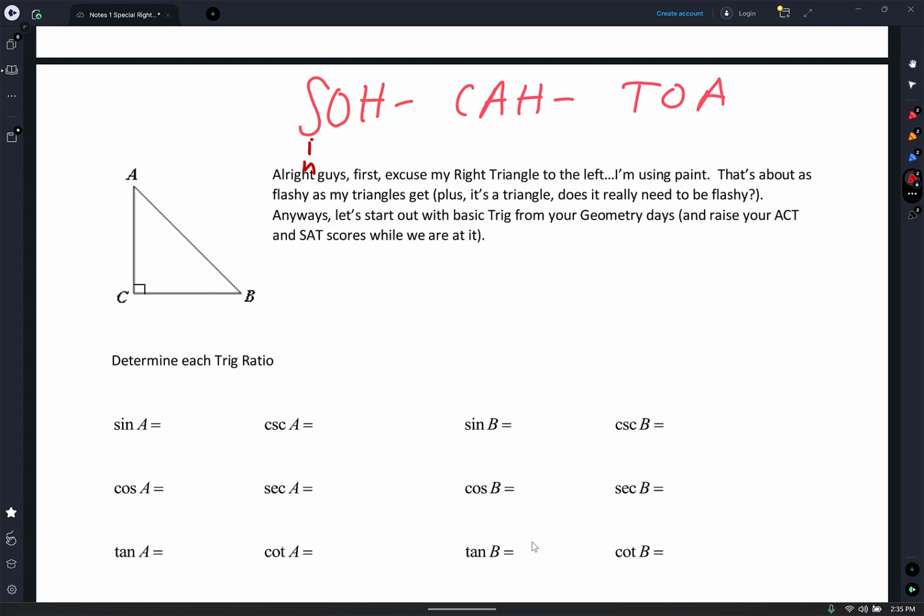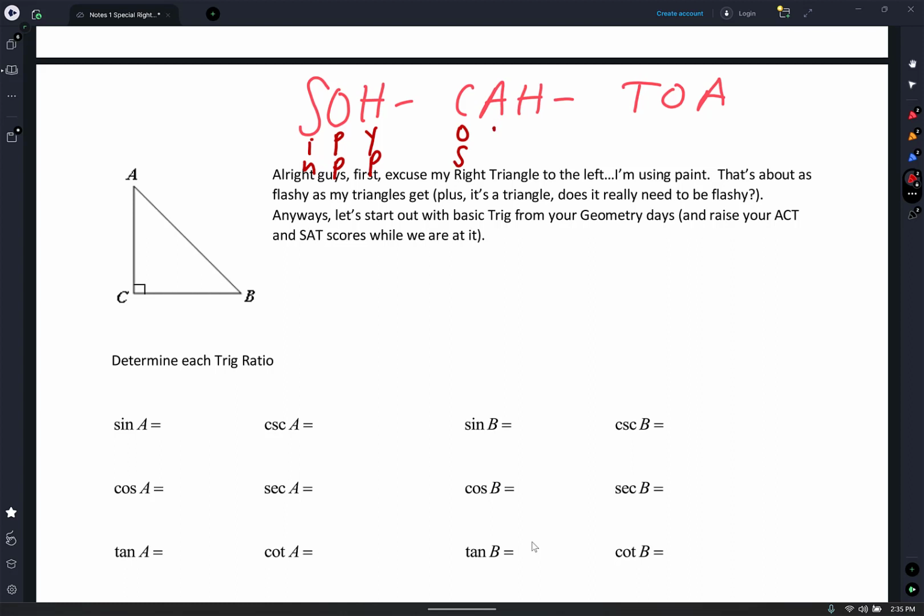All right guys, focus. The S stands for sine, so don't say sin, it stands for sine, S-I-N-E. The O stands for opposite, so I'm just going to put O-P-P. And the H stands for hypotenuse, I'm just going to put H-Y-P, so hippo. Cool or not cool? The C stands for cosine.